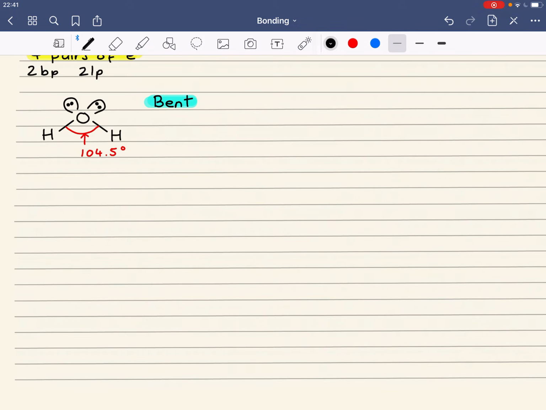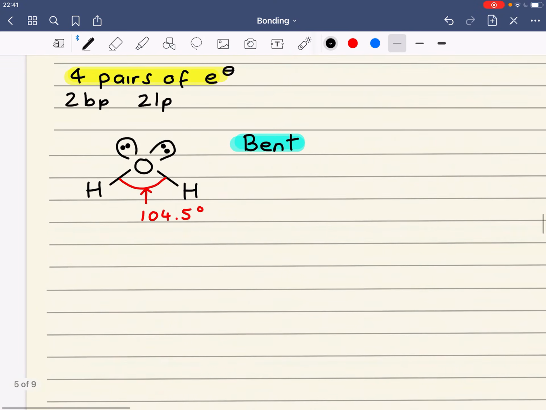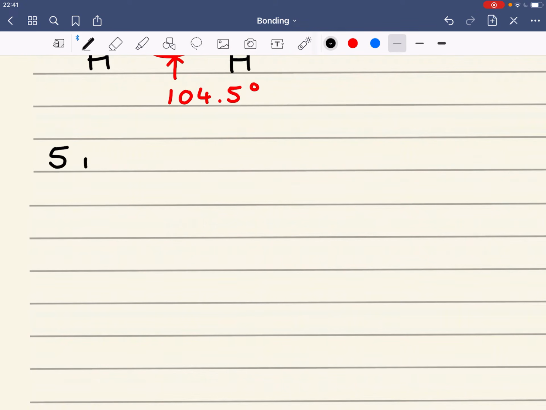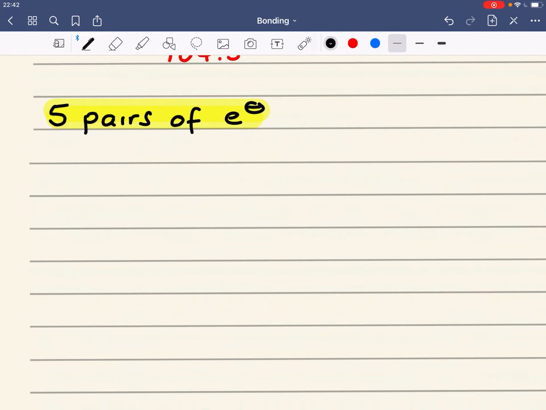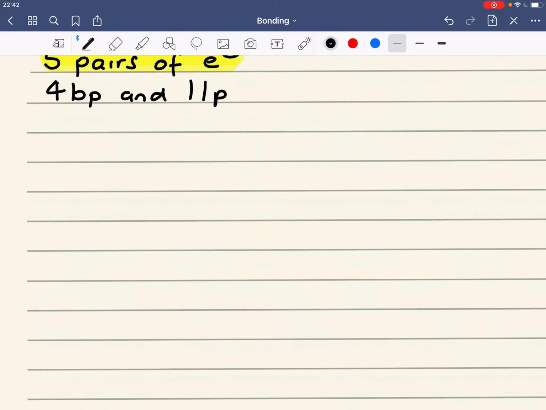The next example, we've now got to move up to where we've got 5 pairs of electrons. And we're going to remember that if I've got 5 bonding pairs of electrons, that would give me a trigonal bipyramidal structure with bond angles of 120 and 90 degrees. I'm going to remove one of those bonding pairs now and add a lone pair in its place. So I'm going to have 4 bonding pairs and 1 lone pair. An example of this would be SF4.